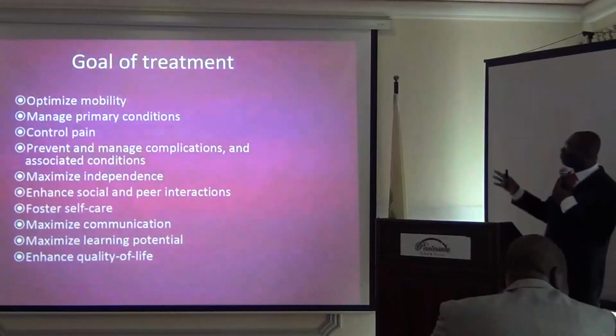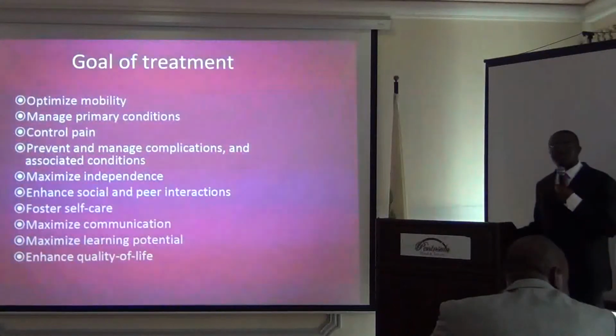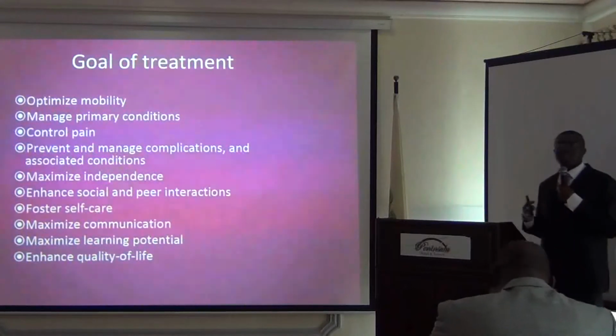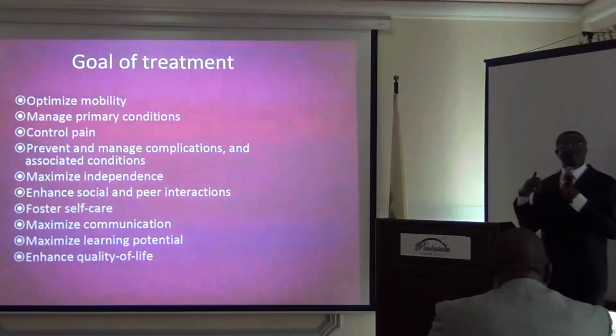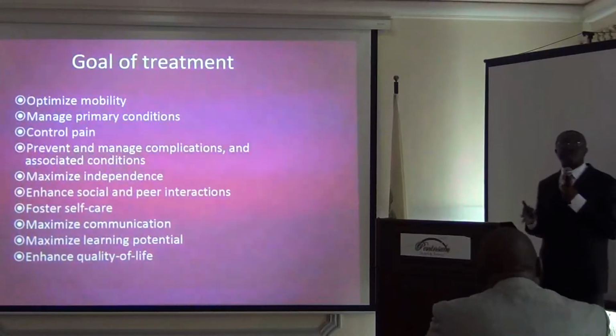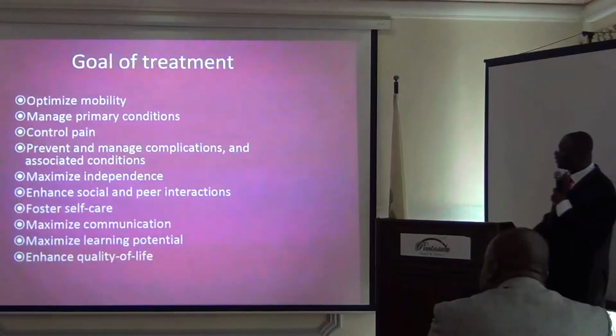And then we also need to manage other associated conditions. If a child is having a problem with vision, we need to correct that. If the child is having a problem with hearing, we need to correct that. If the child is having seizures, we need to control that seizure in order to improve the child's outcome.